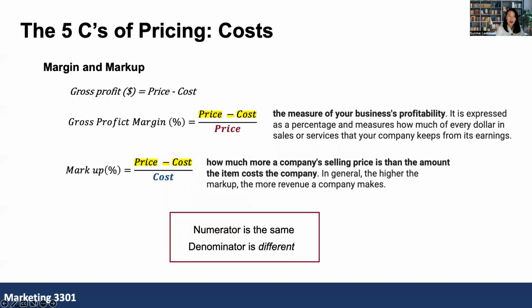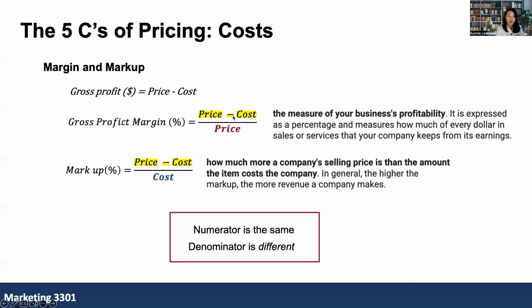The next one is cost. You should think about how much cost you have when you actually produce the products. Two important concepts are margin and markup. To calculate the gross profit, price less cost. After calculating the profits, first we look at margin. Margin is the measure of your business profitability. It is expressed as a percentage and measures how much of every dollar in sales or services the company keeps from its earnings. The equation is price minus cost divided by price.